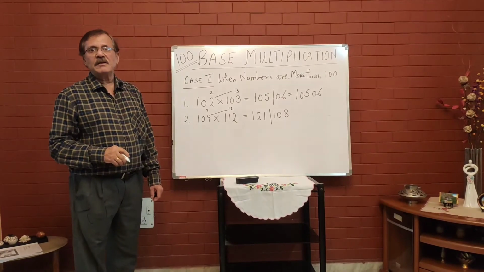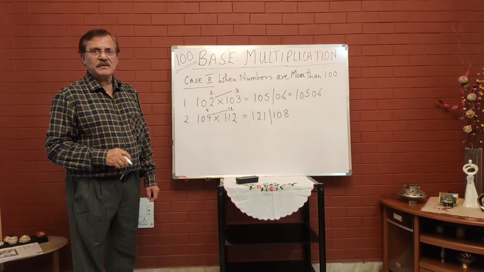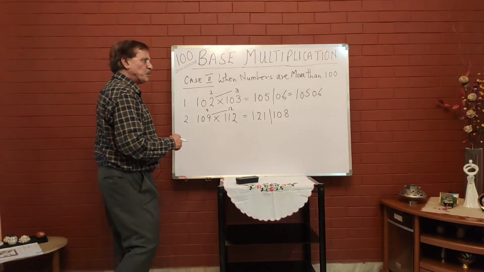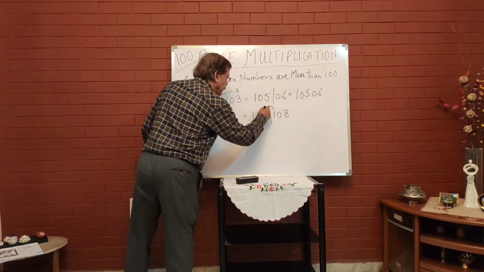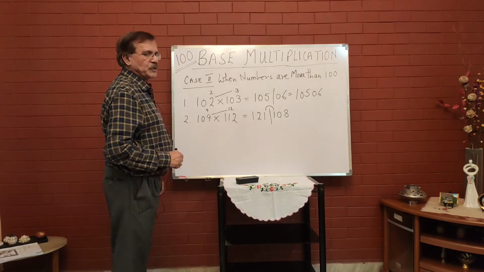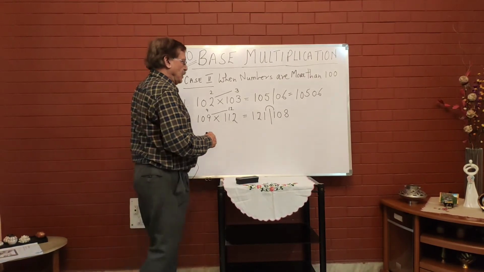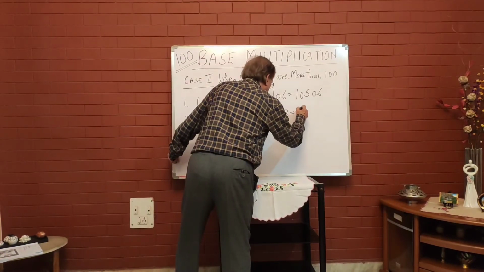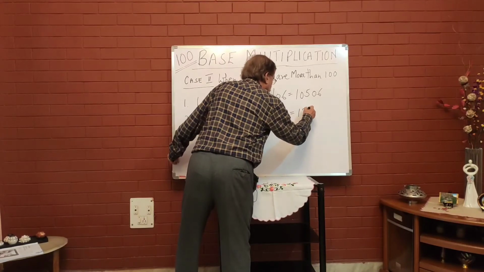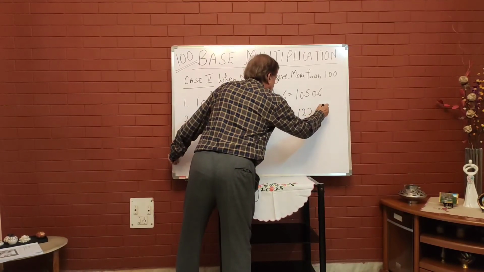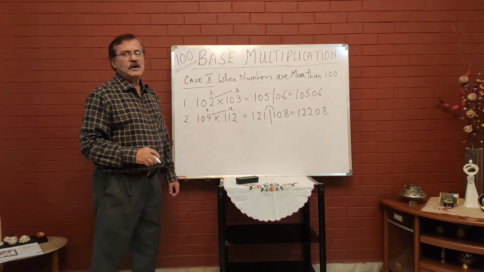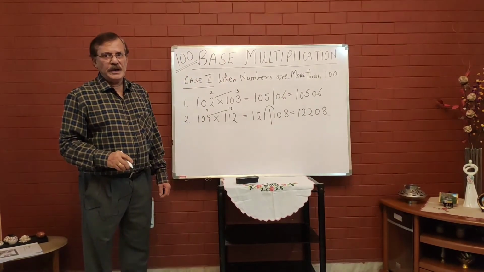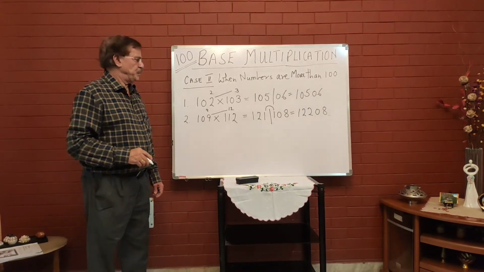The second part of the answer contains how many digits? 3. We shouldn't have 3 digits over here. So this 1 will be carried over to 121. So the final answer we have is 122 and 08. And 08 forms the second part of the answer having 2 digits. So 12208 is your answer.